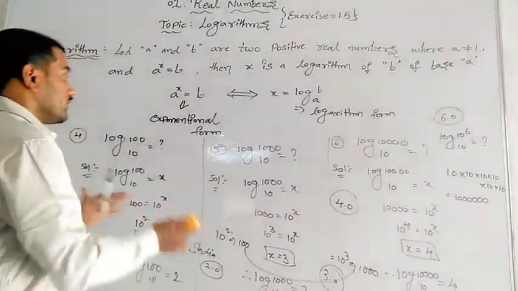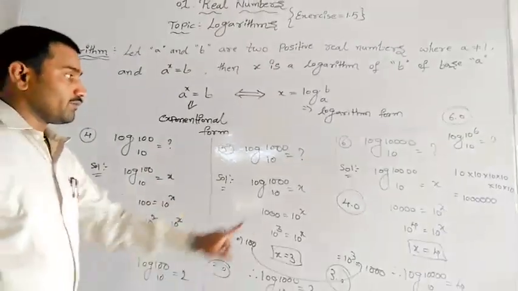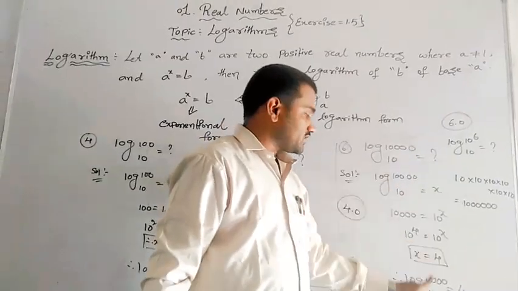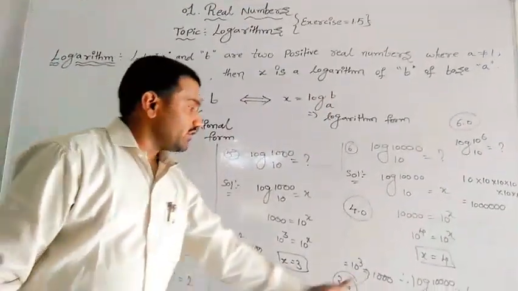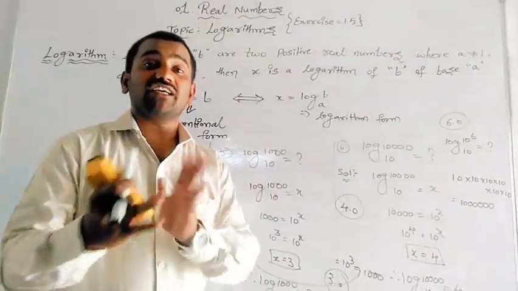Again, let me tell you about logarithms. Here are the values: log 100 base 10 equals 2, log 1000 base 10 equals 3, log 10,000 base 10 equals 4. These 2, 3, 4 are known as natural numbers. That means they are also real numbers.